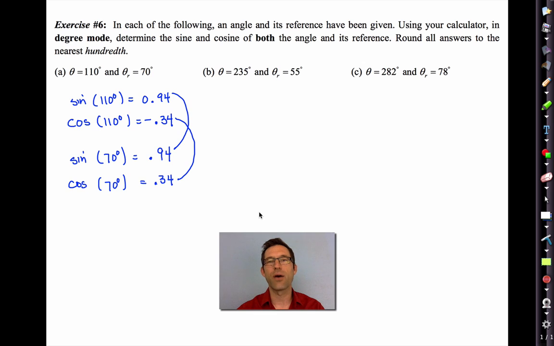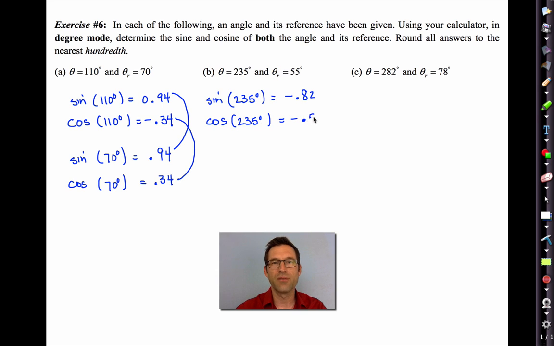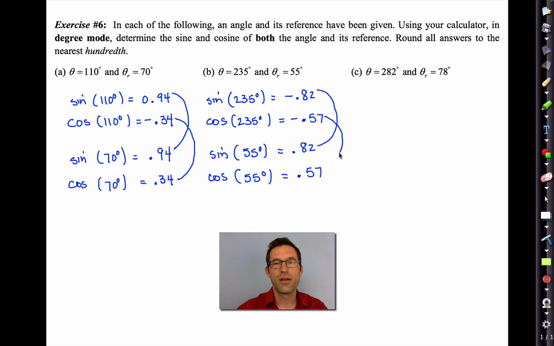And that kind of pattern plays out in every one of these. So for instance, the sine of 235 degrees ends up being negative 0.82. The cosine of 235 degrees ends up being negative 0.57. But then when we look at the sine and the cosine of its reference angle, 55 degrees, we get 0.82, and the cosine of 55 degrees is 0.57. So you're probably already starting to get the idea here, right? The idea that an angle and its reference angle have almost the same sine and cosine, the only difference being that negative positive business.